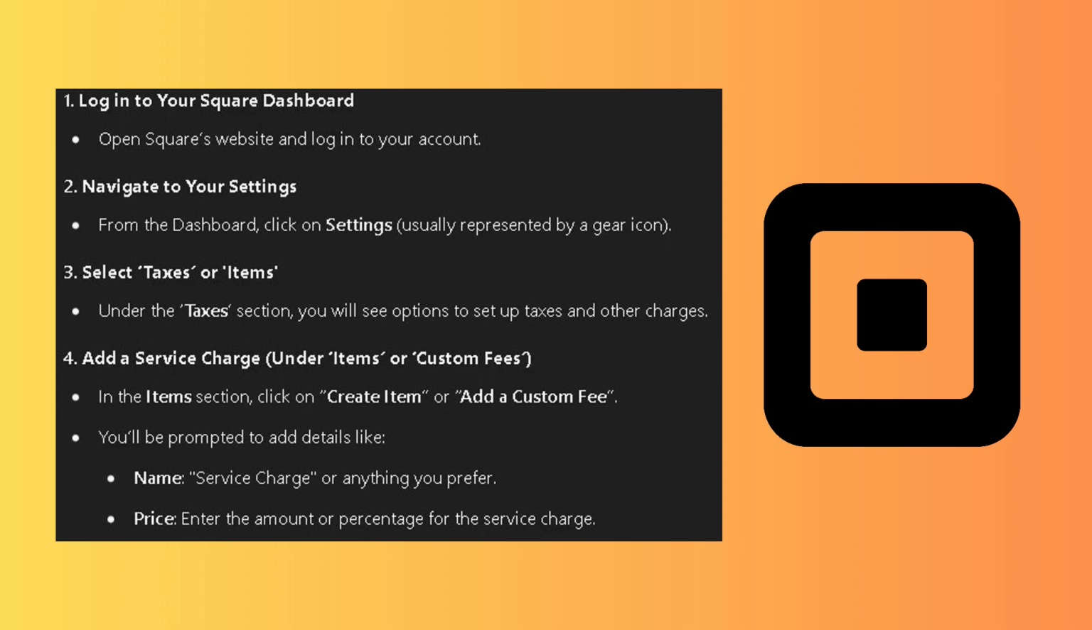Add a service charge. Under Items or Custom Fees, in the Items section, click Create Item or Add a Custom Fee. You'll be prompted to add details such as the price, enter the amount or percentage of the service charge, and the name, such as the service charge name.